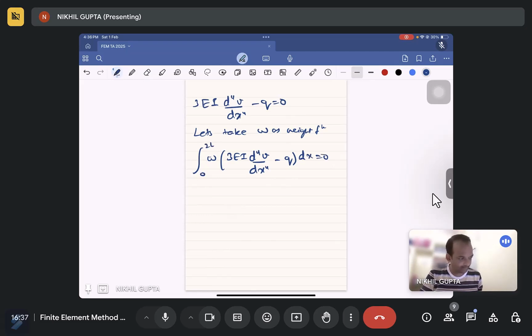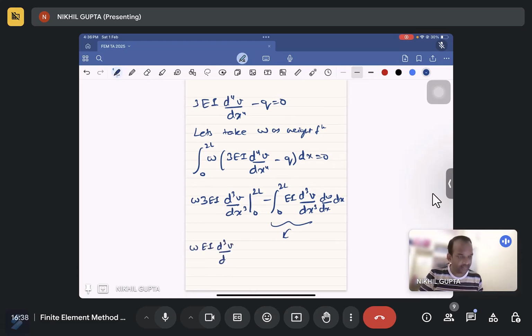Then we'll use integration by parts. We'll get w 3ei d cube v by dx cube from 0 to 2l minus integral 0 to 2l of ei d cube v by dx cube dw by dx dx. So we'll do integration by parts again in this, and we'll get w ei d3v by dx cube 0 to l, then minus dw by dx ei d2v by dx square 0 to l plus integral 0 to 2l of ei d2v by dx square d2w by dx square dx.